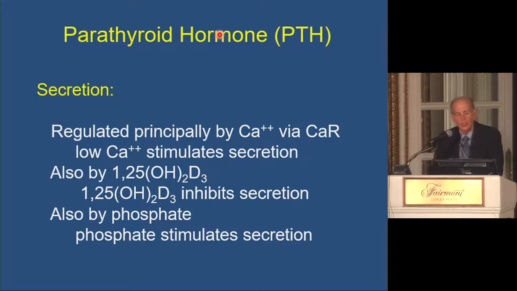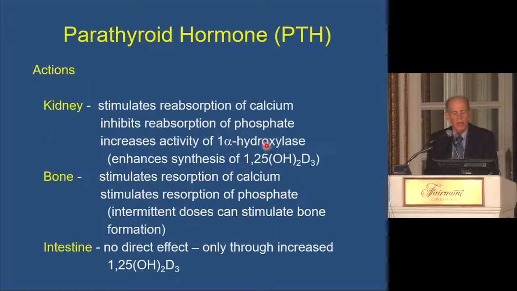We know PTH, as I told you before, is regulated principally by calcium through the calcium sensing receptor. A low calcium stimulates secretion. We said a high 125D inhibits secretion, and a high phosphate stimulates secretion, but these are minor regulators compared to calcium. In the kidney, PTH stimulates the reabsorption of calcium and inhibits the reabsorption of phosphate, so it will raise serum calcium and lower serum phosphate.